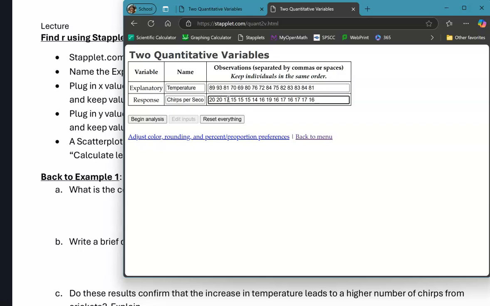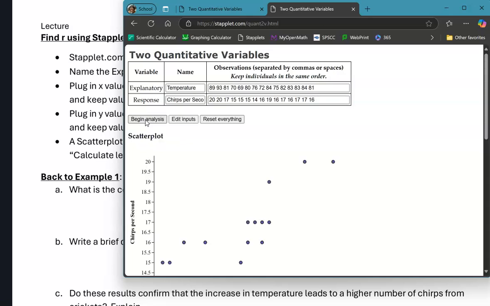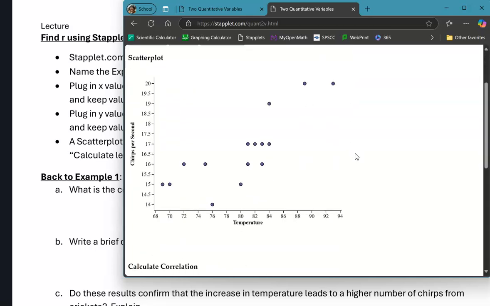And then we could just do a rough check that things are lining up with each other. It's not a perfect system to see how it lines up, but it's the best we can do. Okay, then we are going to select Begin Analysis. And first thing it's going to do is it's going to give you the scatter plot.